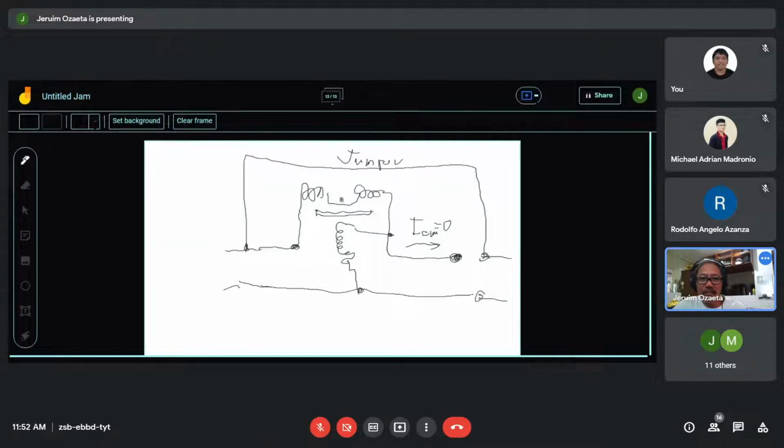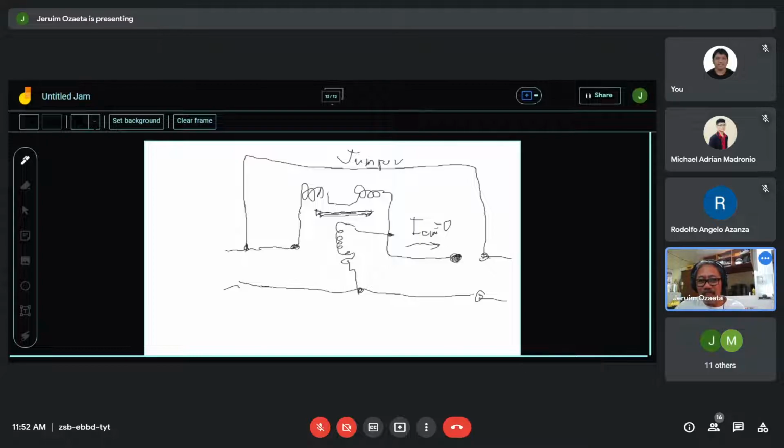Ang iba naman, ang ginagawa, sinisira ito. Kung anong paraan, kung ano na lang ginagawa para lang hindi umikot. Ang importante dito, paano mo gagawin hindi iikot? Pag hindi yan umikot, hindi talaga magre-register yan. Okay? So yan, ganyan yan.